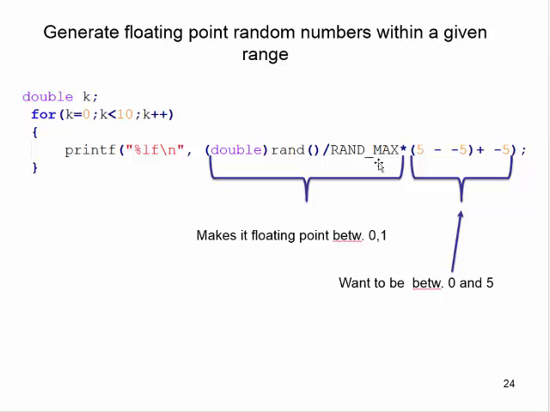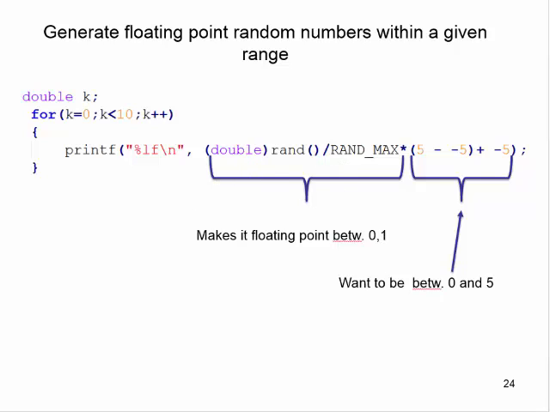Which is fine, but what if I want it to be between, say, 0 and 5? So I can multiply this answer by 5 and get that. But I can do all kinds of things. I can multiply it times 10 and subtract 5, and I will get random numbers between 0 and 5. Looks like I'm always getting between 0 and 1.